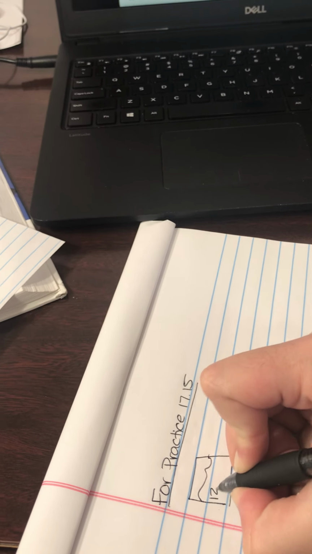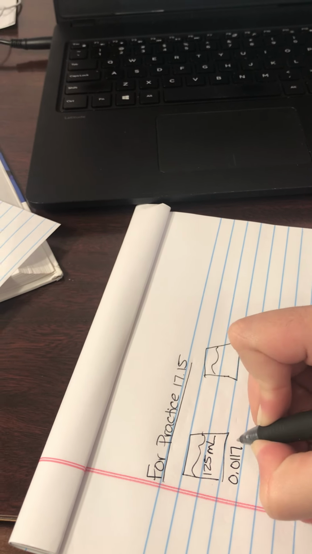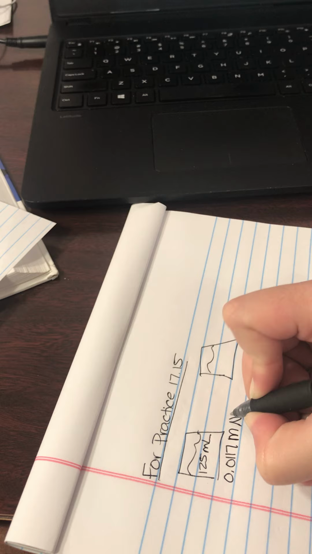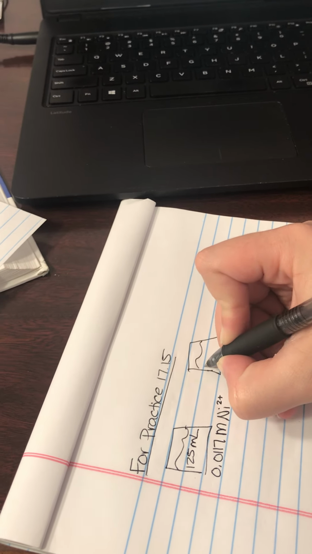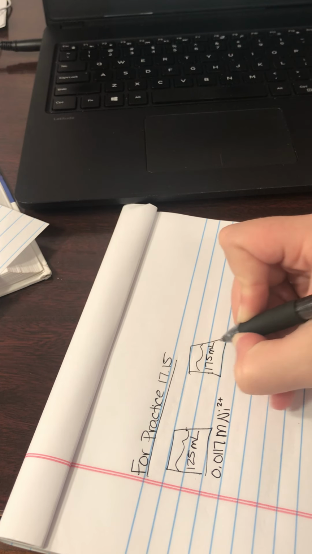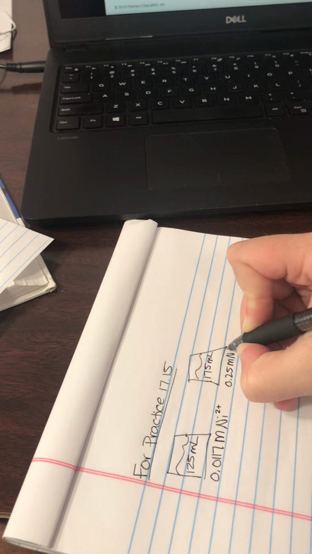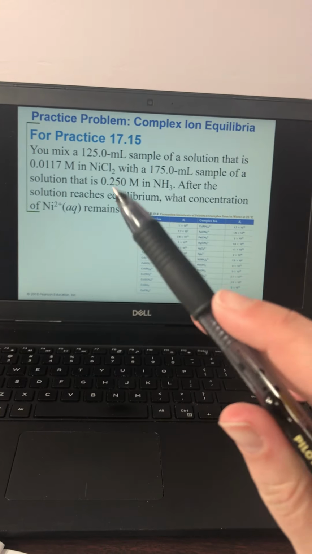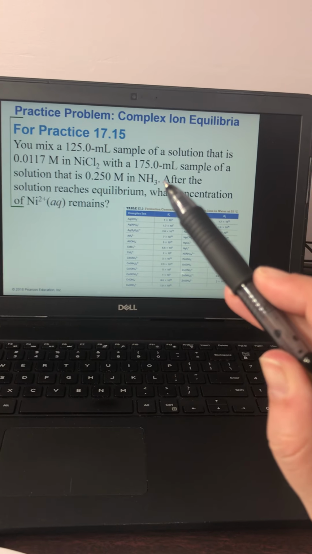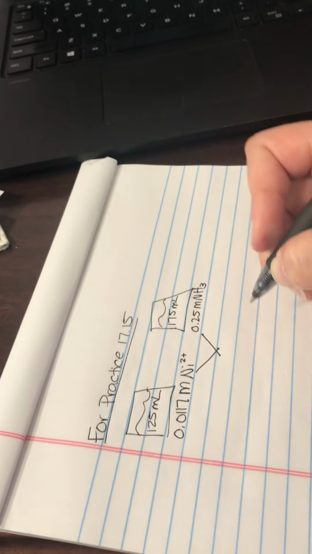One beaker contains 125 milliliters of 0.0117 molar nickel, right? Because we only care about the nickel. We don't care about the chlorine. Our other beaker has 175 milliliters of 0.25 molar NH3, right? So I'm just following along what it says, what we have. What's going to happen here, these two are going to mix together to give us some equilibrium. So we're going to mix these two together.